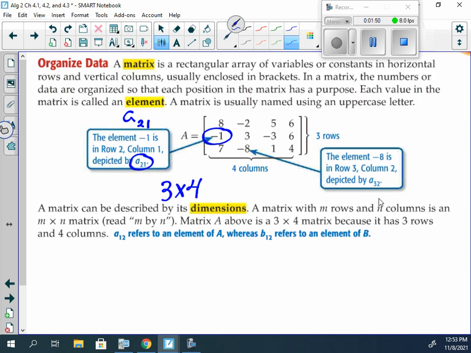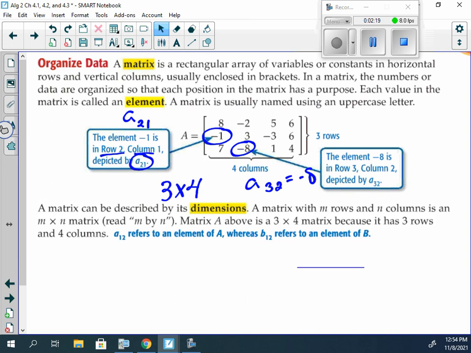So here, a 2, 1. Well, what do we think the 2 and 1 are? Well, second row, first column. The 8 down here would be third row, second column. And we can name any element in the matrix this way. Just how do we get to it? Rows by columns.